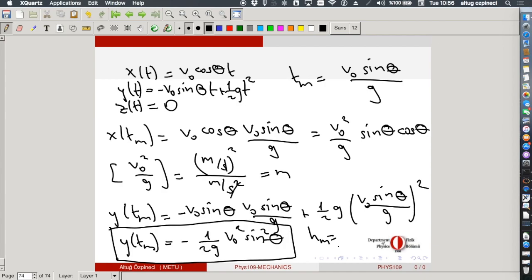It's not a component. So the height is the absolute value, but you see v0 squared is always positive, sine squared is always positive, g is just a positive number. So everything here is positive. So the height is just 1 over 2g v0 squared sine squared theta. This is the height. This minus just means that it has moved in the minus y direction, which is the upward direction. Remember, positive y direction is downward. So this minus tells me that it is upward, as it should be.